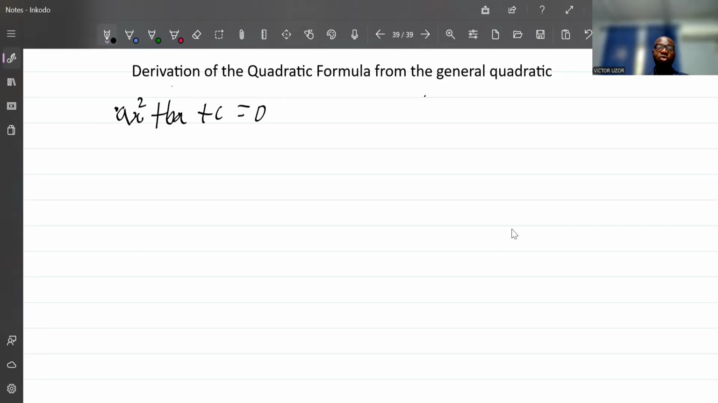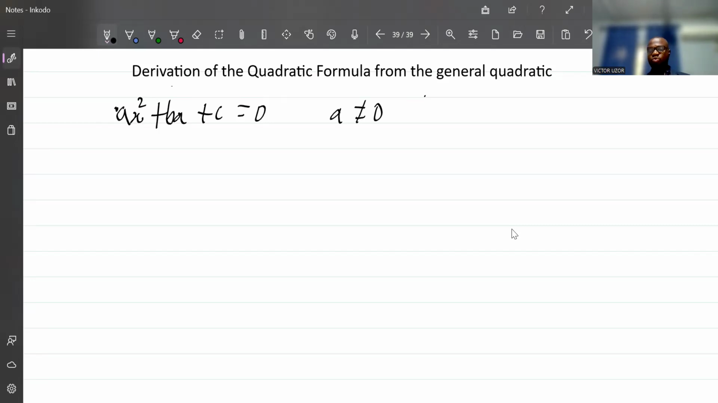So, derivation of the quadratic formula from the general quadratic equation. Now, the first thing we need to know, remember, this is a general quadratic equation, provided that a is not equal to 0. Once a is not equal to 0, it's a quadratic equation.